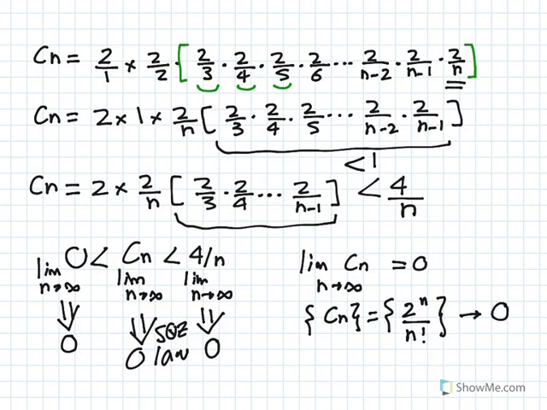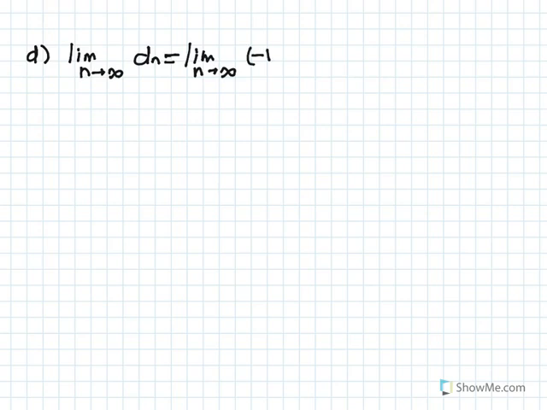All right, let's look at part D. For part D, we have the limit as n goes to infinity of -1 to the n, so dn is equal to the limit as n goes to infinity of -1 to the n times n to the 2/3 divided by n to the 2/3 plus 3n. We're also going to apply the squeeze law to this example to solve for the converging limit.